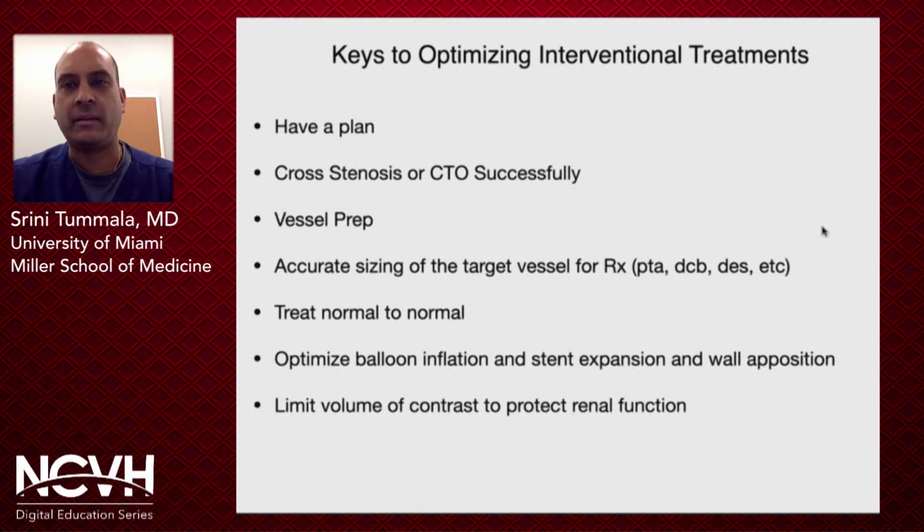Well, we all know the keys to optimizing interventional therapies include multiple things. You have to have a plan. You have to be able to cross the stenosis or a CTO successfully. Vessel prep is important, whether it's scoring balloons or atherectomy. Obviously, accurate sizing of the vessel being treated is very important, and in some cases can improve patency rates when sizing is optimized. We want to treat normal to normal, optimize balloon inflation, as well as stent expansion and wall apposition. And we want to limit the amount of contrast we use to protect patients' renal function.